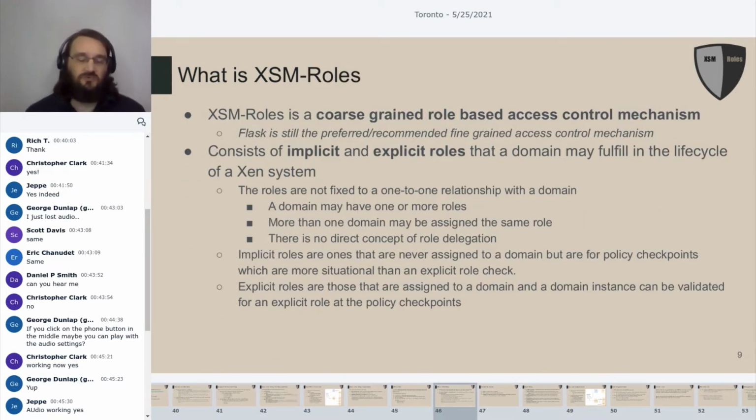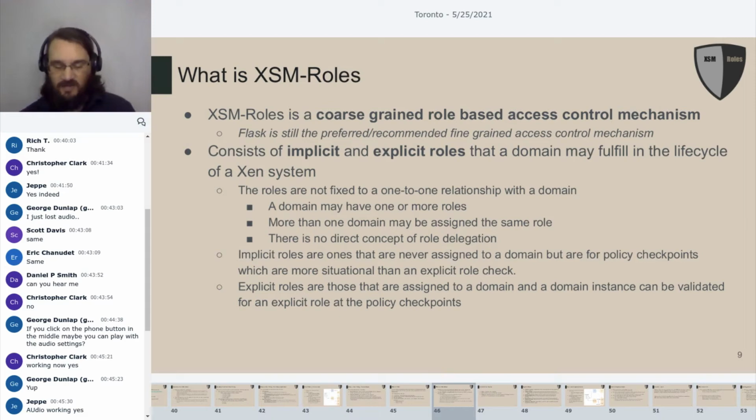So what are XSM roles now? We have laid out the detail of how XSM is working, how we have the control domain and the hardware domain, and the implicit checks. What we did is we came up with XSM roles, which is to create a coarse-grained role-based access control mechanism. And I highlight that very strongly.